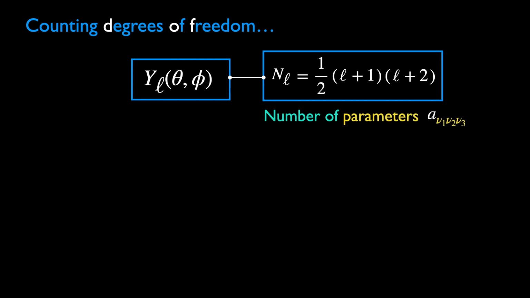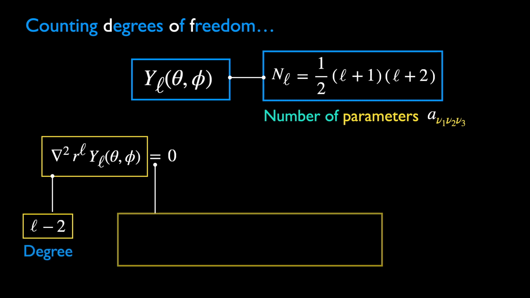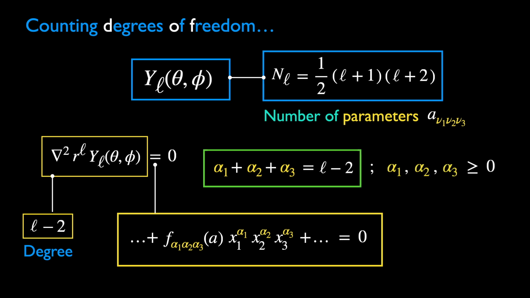We now demand that it satisfies the Laplace equation. Recall that the second derivative means the left-hand side of this equation is a homogeneous polynomial of degree L-2. Thus the Laplace equation gives the following polynomial equation. The f's are the coefficients of this polynomial, and they are functions of a, the coefficients of Y_L.